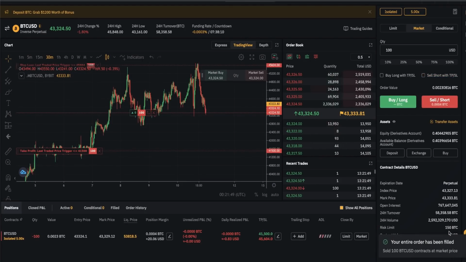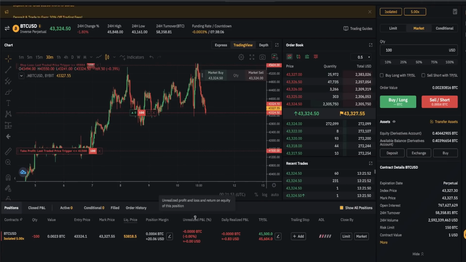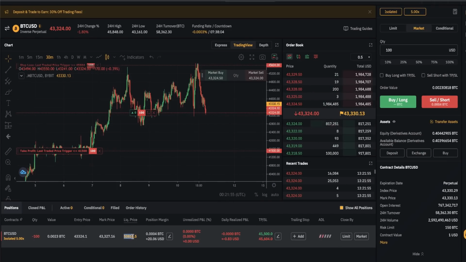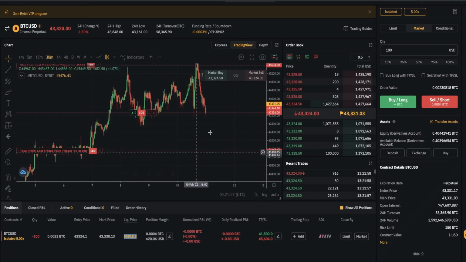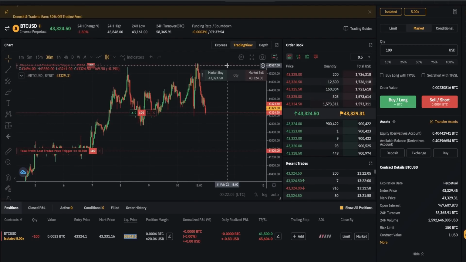Go ahead and click on sell short, and our short order has been placed. You can see here also our liquidation price at $53,818, which is a higher price. So if the markets go up, we could get liquidated. Obviously, we have our stop loss in, so we're not going to get liquidated. We'll get out before that, but if we didn't have a stop loss in, we could get liquidated, which again would result in a complete loss of all the money you put into this trade. Putting in a stop loss allows you to get out before that happens.